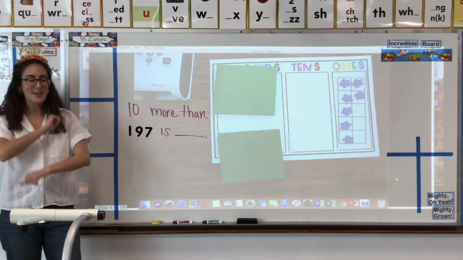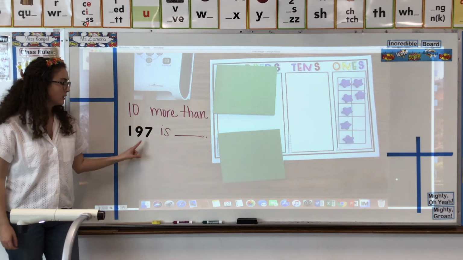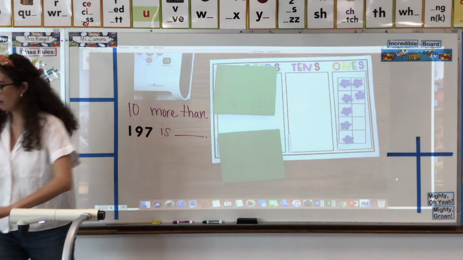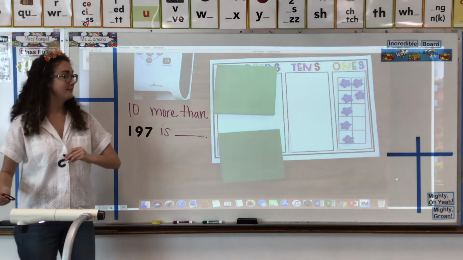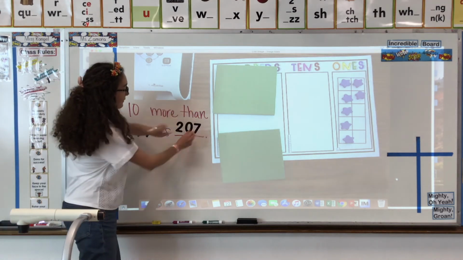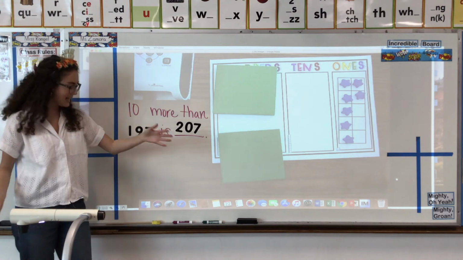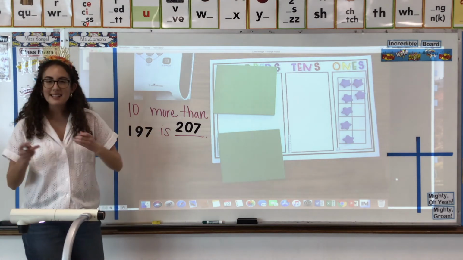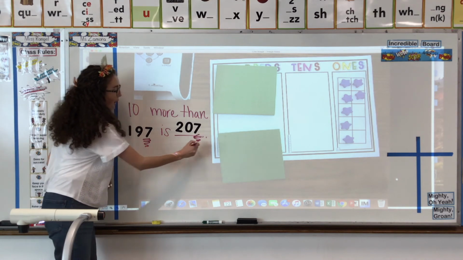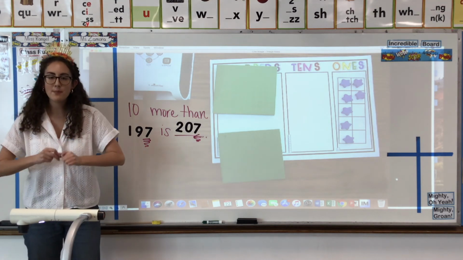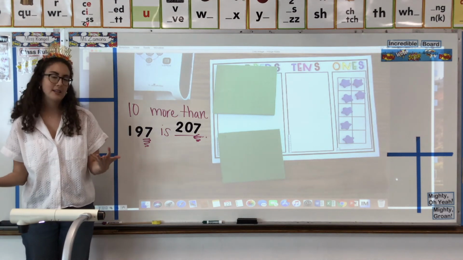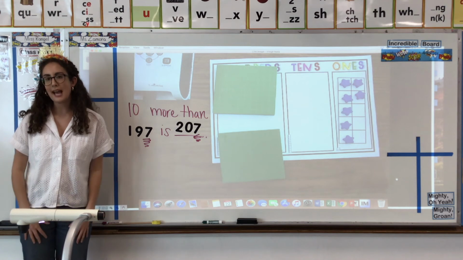So what's our final answer? 10 more than 197 is what? What do you got? 207. Just 207. Our tens and our hundreds place totally changed, but that ones remained the same because adding a 10 did not affect it. It got to stay exactly as it was.